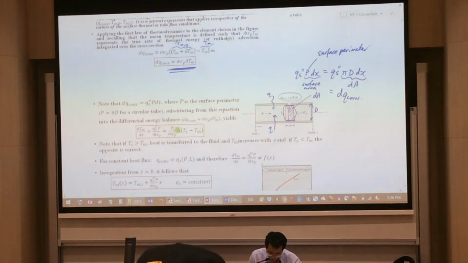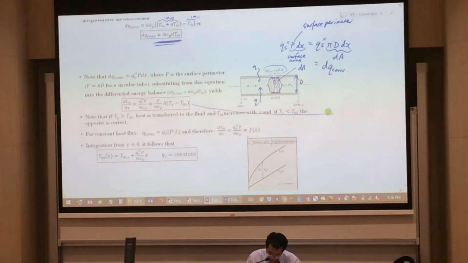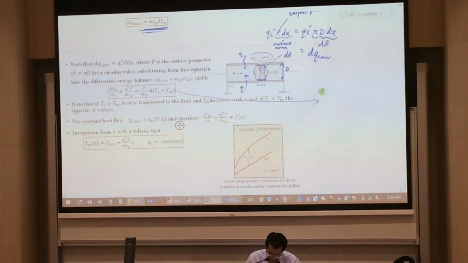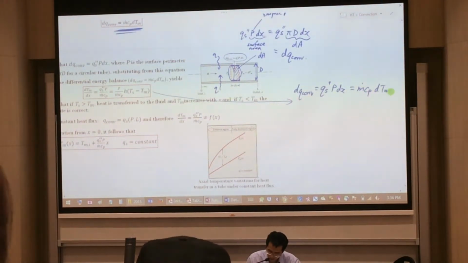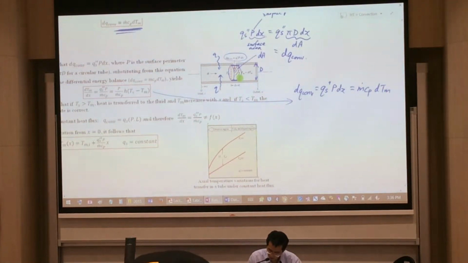So I'm going to try to solve this one in the red box. So the one in the red box, I'm going to bring it out somewhere over here. So that the Q convection is equal to Qs double prime P dx. That one must be equal to the mass flow rate that's going in there, multiplied by Cp, multiplied by dTm. Right? So whatever convection heat transfer going into the fluid must be whatever heat is gained as the fluid flows through the pipe. That's why these two equations are equated together.